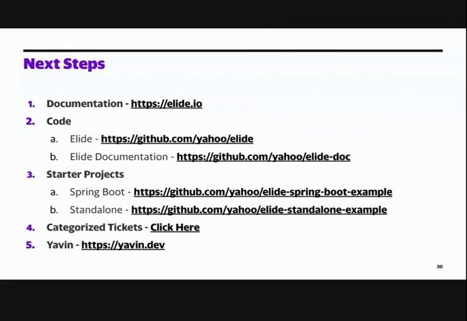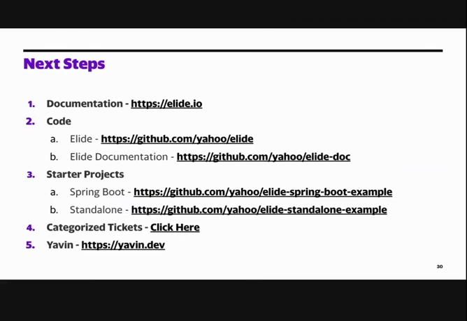For next steps, if you want to read more about Elide, everything I've talked about in this presentation is documented in much more detail at elide.io. There are 2 primary code repositories for Elide. One is yahoo/Elide, and the documentation for elide.io is broken out at elide-doc. There are 2 starter projects that you can fork and download. The first is the Spring Boot one that we looked at earlier. And also, if you want to use Elide standalone instead of Spring, there's an example project that's the exact same thing for that container. If you click on the link in this presentation, it'll take you to Elide categorized tickets directly.